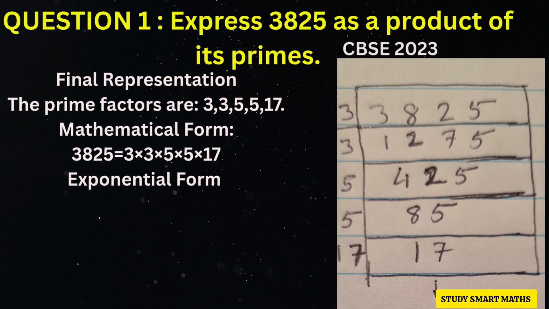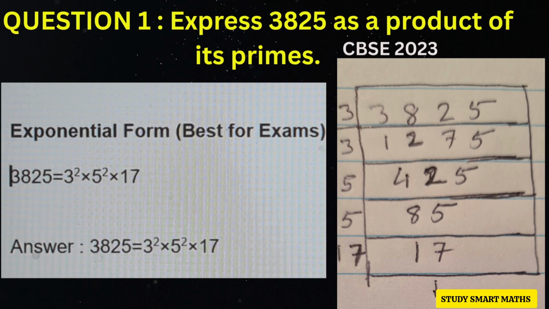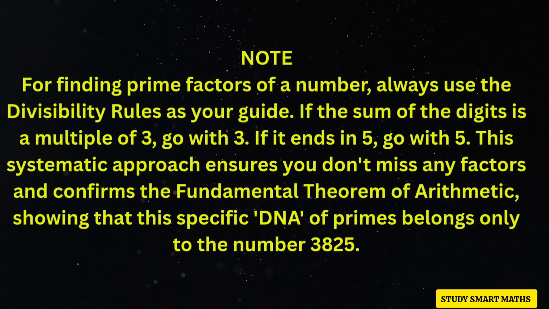Mathematical form, 3825 equals 3 times 3 times 5 times 5 times 17, or 3825 equals 3 raised to 2 multiplied by 5 raised to 2 multiplied by 17. Note: for finding prime factors of a number, always use the divisibility rules as your guide. If the sum of the digits is a multiple of 3, go with 3. If it ends in 5, go with 5. This systematic approach ensures you don't miss any factors and confirms the fundamental theorem of arithmetic, showing that this specific DNA of primes belongs only to the number 3825.